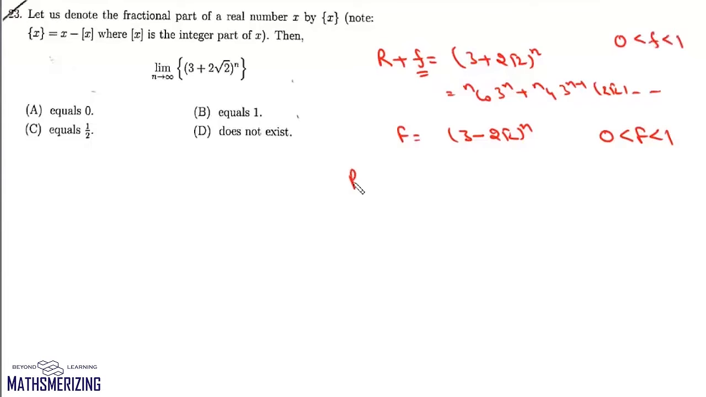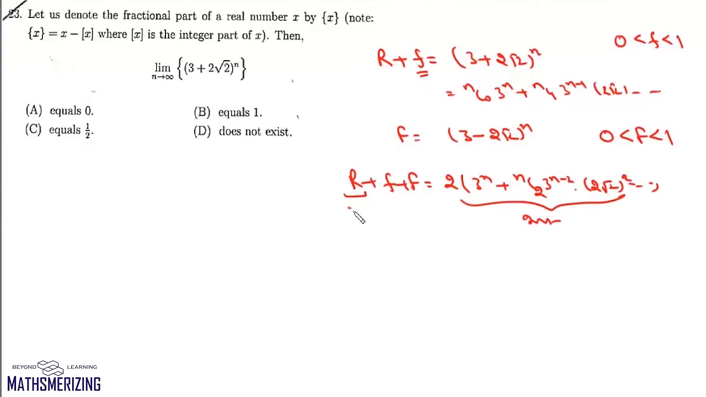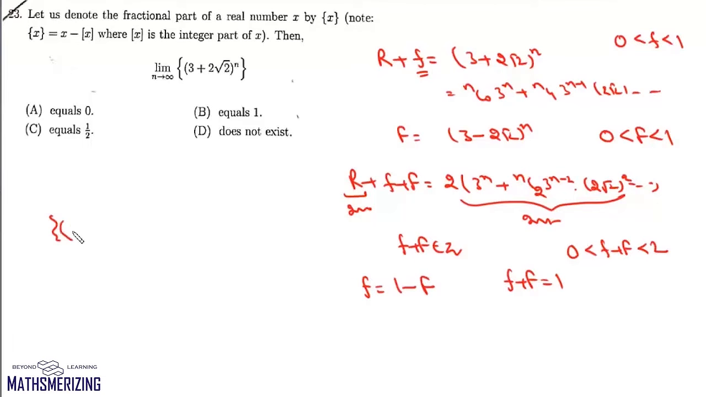Now if we add them, we can write r plus f plus F will be 2 times [3 to the power n plus nC2 3 to the power n minus 2 into (2 root 2) square and so on]. Now this right hand side is an integer. This r is also an integer. That means this f plus F must also be an integer. Now capital F plus small f lies between 0 and 2, and the only integral value possible in this case is 1. So we can write this small f as 1 minus capital F, or the fractional part of (3 plus 2 root 2) to the power n will be 1 minus (3 minus 2 root 2) to the power n.